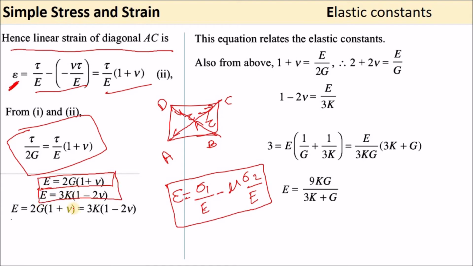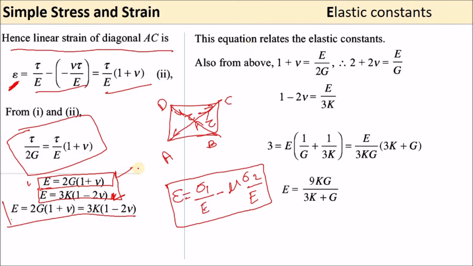From these two equations we can find the relationship between E, G and K. If the question asks to find the relationship between E and G, you need to solve this one. If the question asks to find the relationship between Young's modulus and bulk modulus, we should solve this one. Initially we solve the first slide. So we can write it this way.